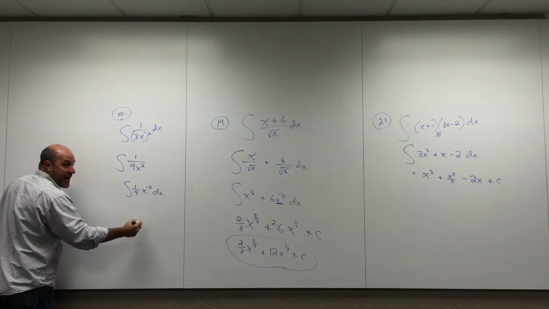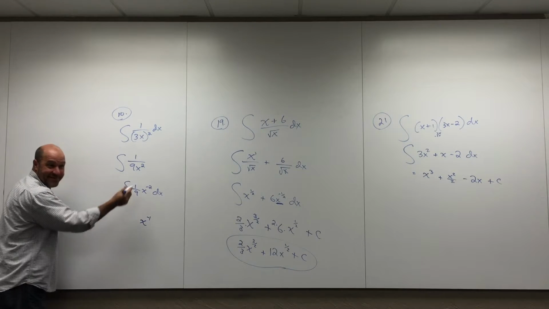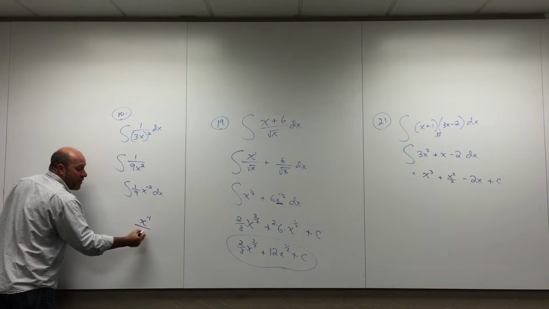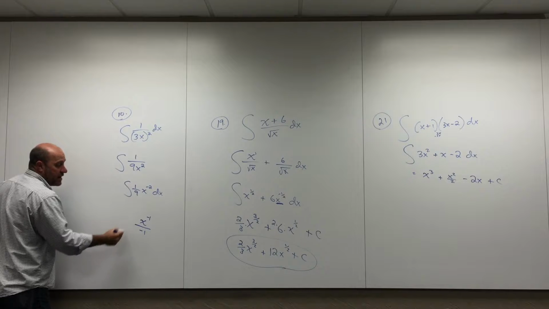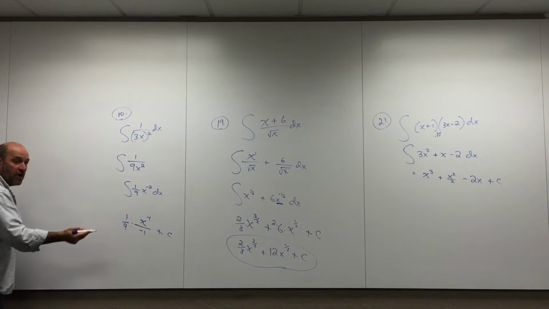You add 1 to the power. So that's x to the negative 1 when you add 1. And then you divide by that new power, so you're dividing by a negative 1. There's a 1/9 out front, and then it's plus c, and this problem's over.